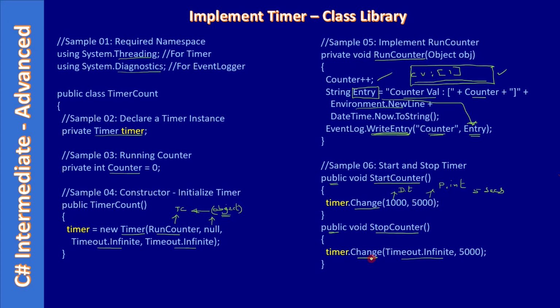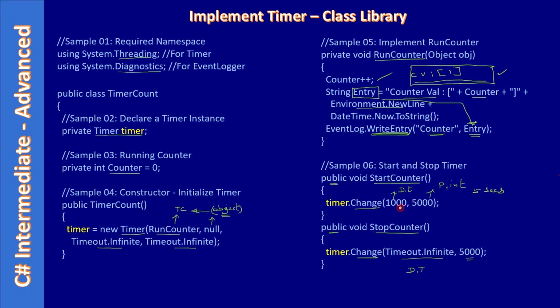Why? Because we changed the timer and we specified the due time as infinite. That means the due time will never be reached and the procedure will not get called. So this is the way we are stopping the timer. Forget about this periodic interval. When the timer is not started, there is no meaning in a periodic interval.